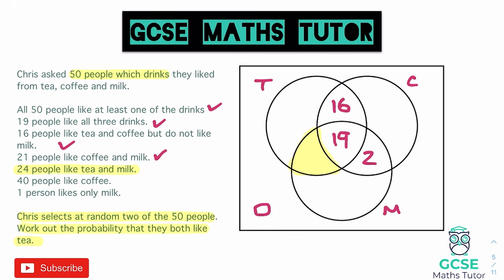So because we've already got 19 in there, that is going to be an additional 5 people, because 19 and 5 adds up to a total of 24. And now we've got a total of 24 people that like tea and milk. So again, we can tick that off, and you can see how careful you've got to be here with the words. So on to our next bit of information.